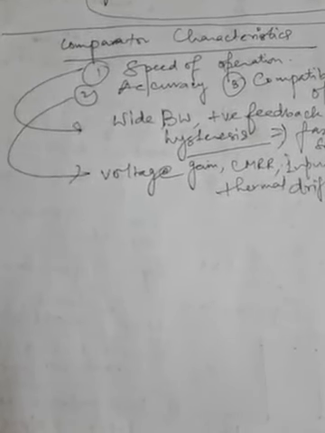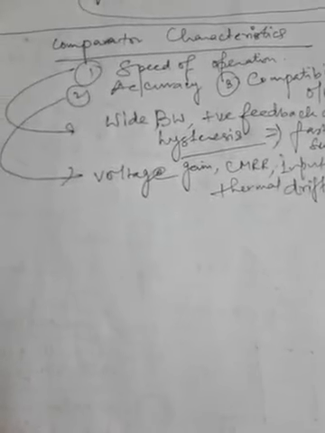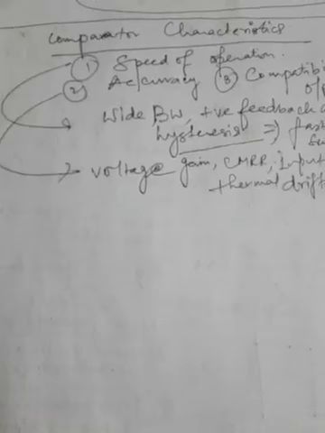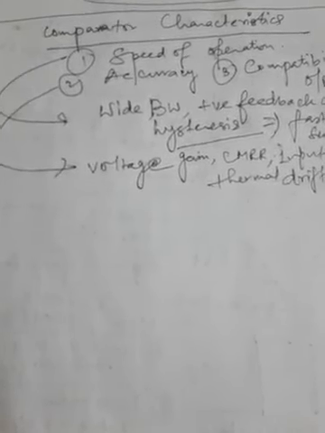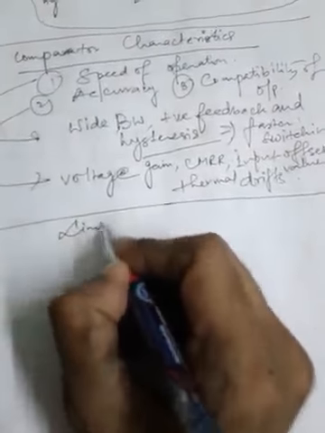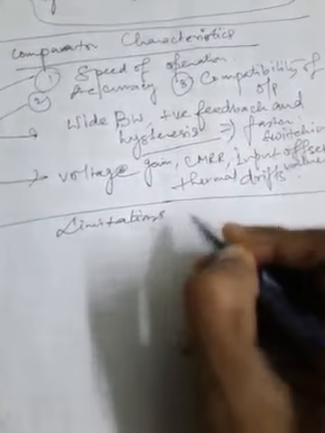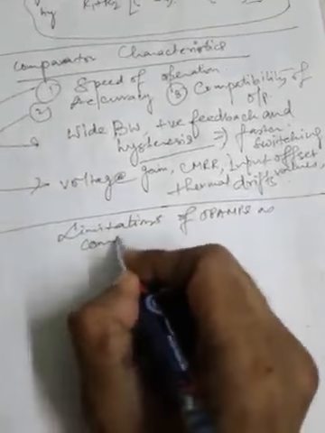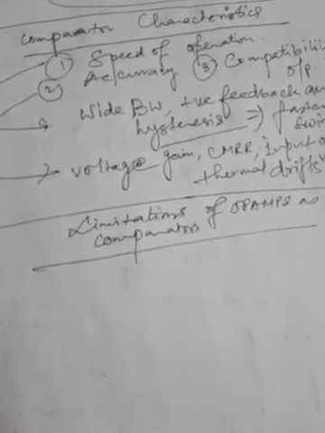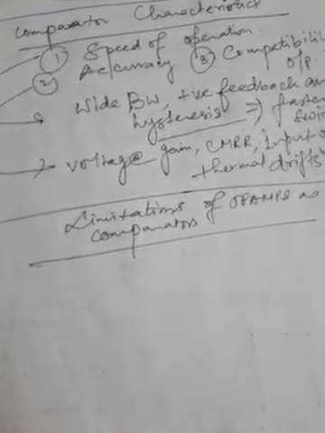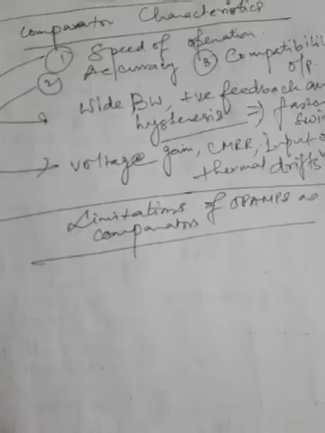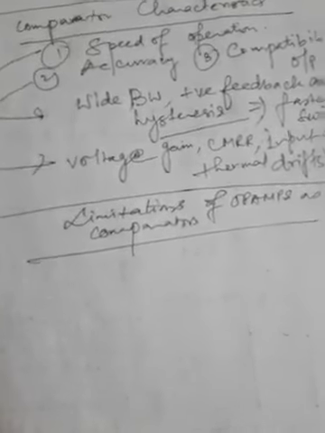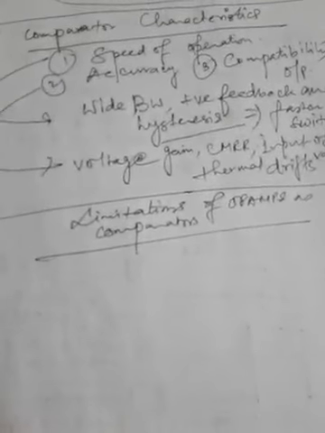Now there are some limitations also for comparators where op-amps can be used. Let us discuss some limitations of op-amps as comparators. A general purpose op-amp such as the 741 can be used in relatively less critical comparator applications. That's why it is called general purpose op-amp, in which speed and accuracy are not major factors.